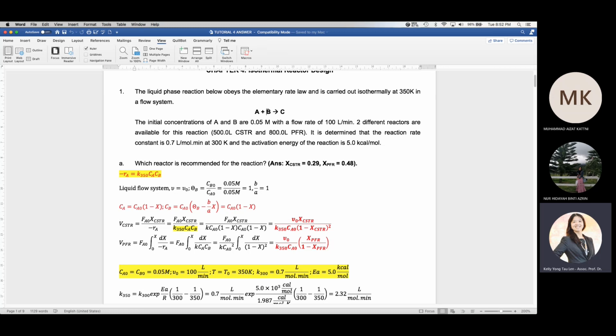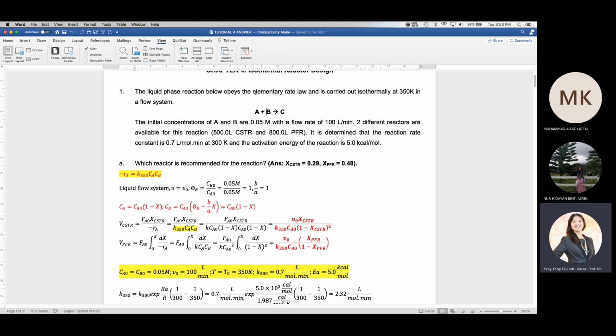So maybe I will say, for this reaction, the rate law is first order with respect to A. So kalau tu maklumat dia, maknanya rate law dia minus RA equals to KCA. Always remember, kalau cakap pasal rate law tu sebenarnya kita nak cari minus RA. So kalau non-elementary, information kena diberi.